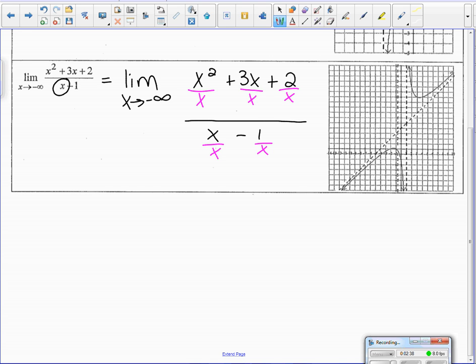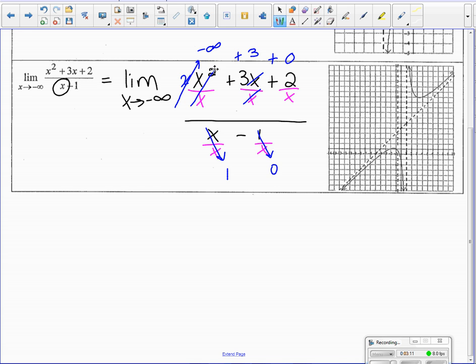And here I've got x squared divided by x. Well, that's going to behave like an x if I simplify. And if I put in negative infinity into this, that's going to take this limit to negative infinity. 3x divided by x, well, that's going to be like a 3 there. And 2 divided by x, that's going to go to 0. On the bottom, I have x over x, which reduces to 1. 1 divided by a value that's large will take it to 0.